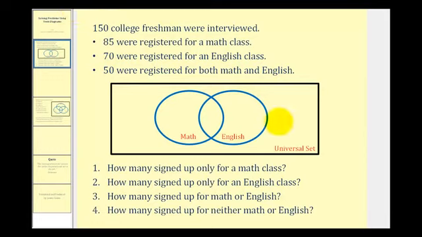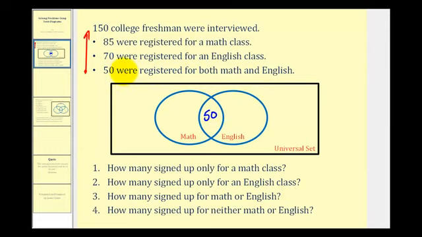To set up this Venn diagram, we're going to work our way backwards. So we'll start with this information here and work our way upwards. So 50 were registered for both math and English. There are 50 students in this region here where math and English overlap.